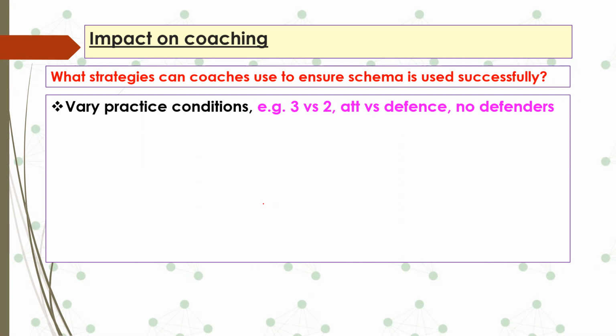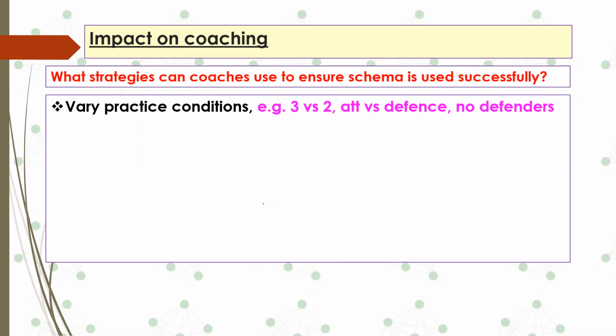So if you just do the set shot from the free throw line, they might get good at the set shot from the free throw line, but that's not going to then help them when they're in a live situation and they have to do a set shot, but maybe it's not from the free throw line. Maybe it's from one of the corners, maybe it's from further out, maybe it's from closer in.